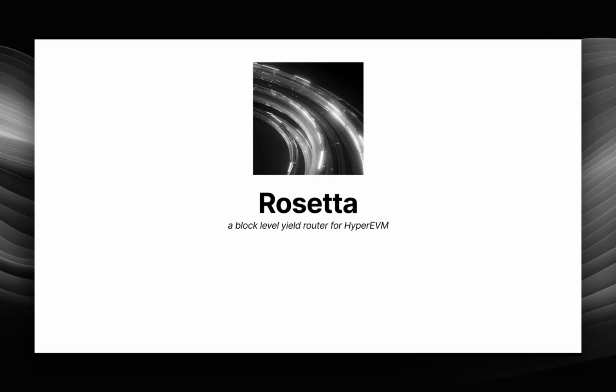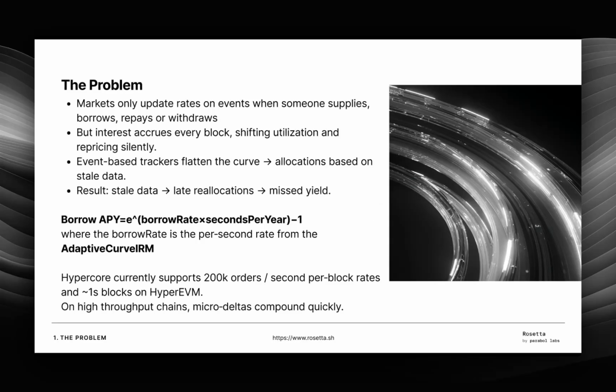Hello, this is Rosetta, a block level yield router for HyperEVM. Our goal is to maximize returns in real time. Lending markets only update their interest rates when someone supplies, borrows, repays, or withdraws on chain. Between those events, interest accrues every block, shifting utilization and repricing silently.